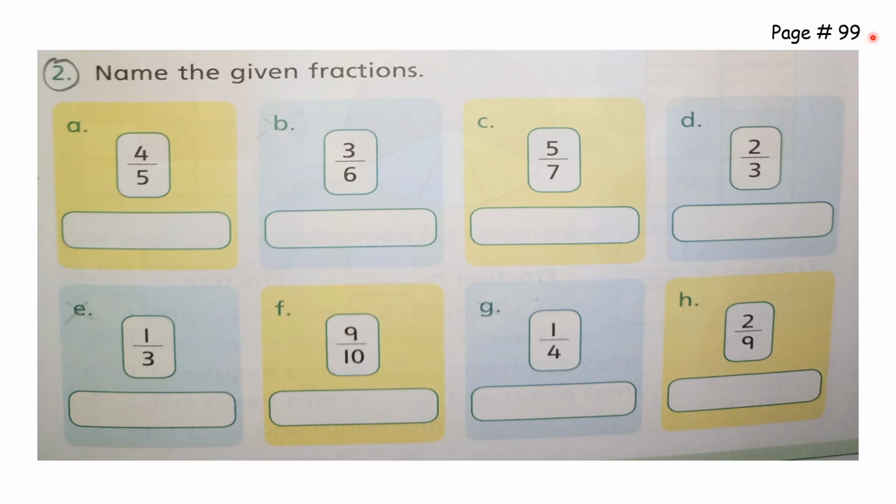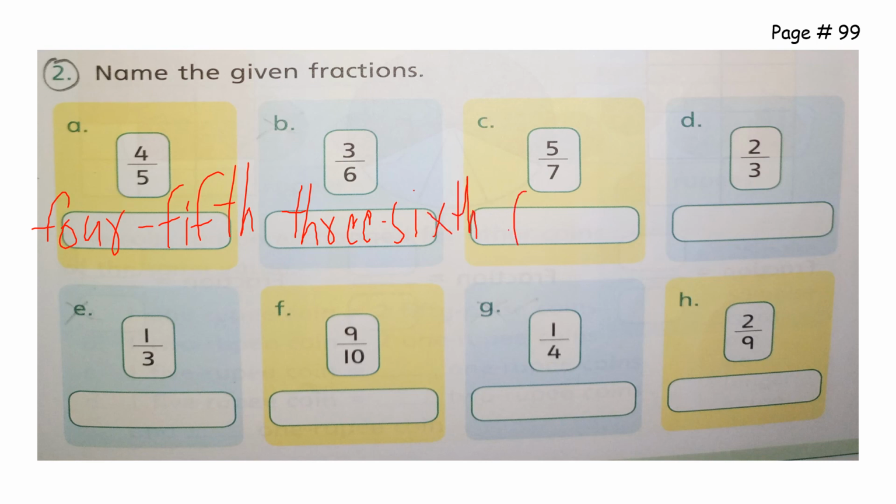Now come to page 99. You have to name the fractions. I will write these 4 and you have to write these 4 by yourself. So the first one is 4/5. We will write 4 and we can write 5 as 5th. 3 6th. It will be 5 7th. It will be 2 3rd. You have to do these 4 parts by yourself.